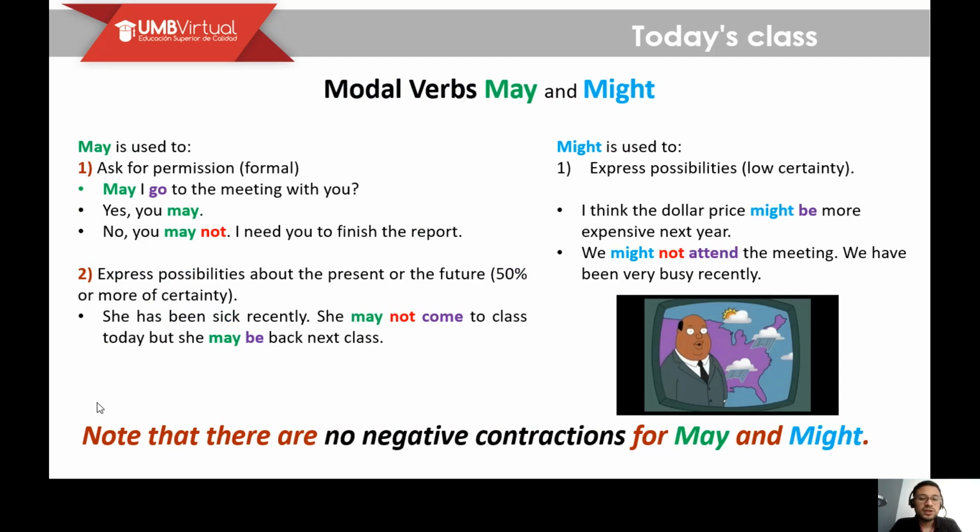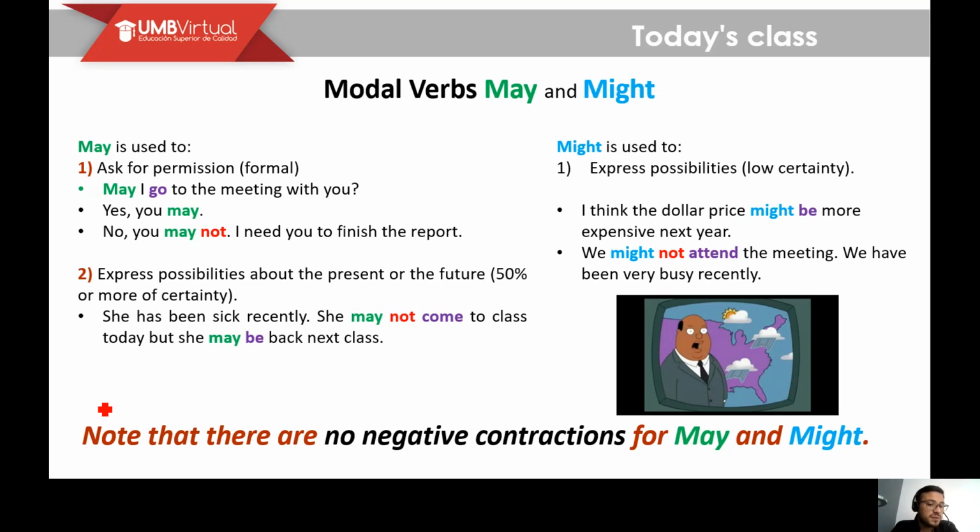Y tenemos en la última cuchara de modal verbs. We have may and might. May is used to ask for permission and it is really formal. This may is the most formal modal that we have. May I go to the meeting with you? Yes, you may. No, you may not. So in here you have this may to ask for permission or to give the permission or to deny the permission, right?